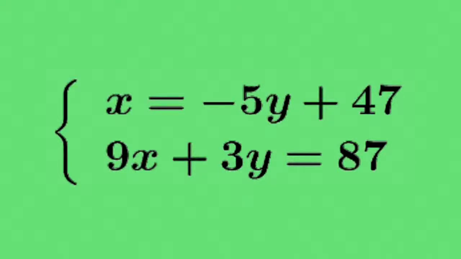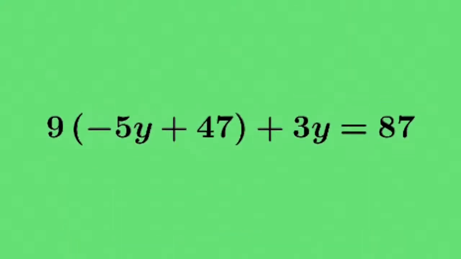x is equal to negative 5y plus 47, and 9x plus 3y equals 87. We will use the first equation to substitute the value of x into the second equation. Be sure to use parentheses when we substitute, and we end up with the following equation. From here, we will simplify and solve for y.